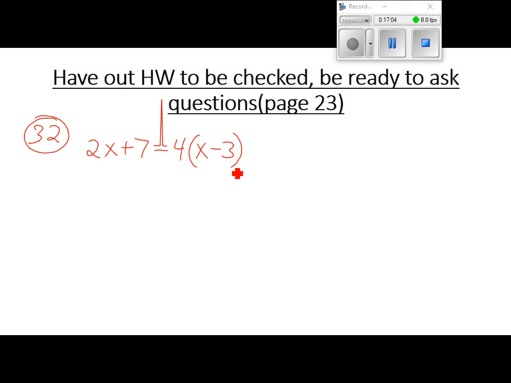What are we going to do first? Distribute, right? 2x plus 7 stays the same. What's 4 times x? 4x. What's 4 times a negative 3? Negative 12. Now I'm going to solve this.